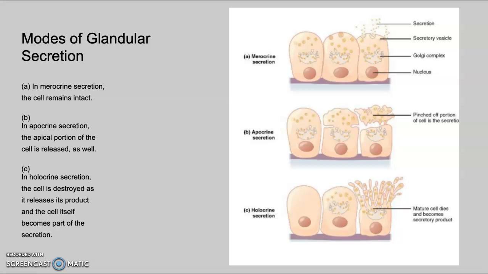Now, talking about the modes of glandular secretion, they are broken down into three different types, being A, B, and C. A being the first one, which is merocrine secretion. It is when the cell still is intact. B being the apocrine secretion, where the apical portion of the cell is being released, and C being the holocrine secretion, the last type, where the cell is destroyed and releases its product, and the cell itself becomes part of the secretion.